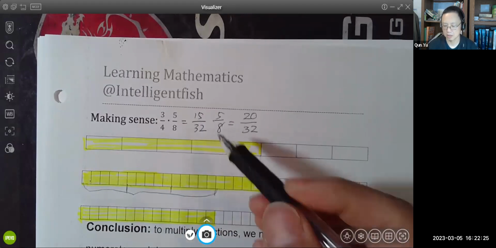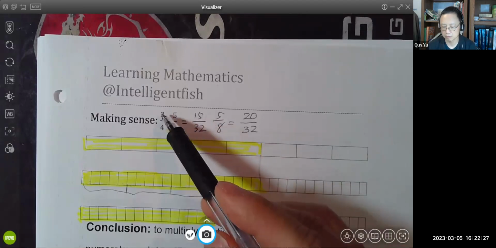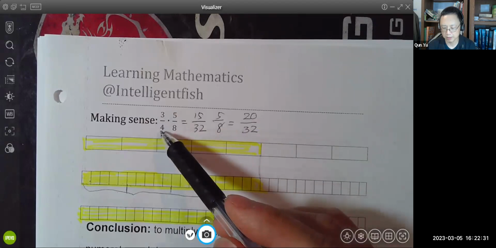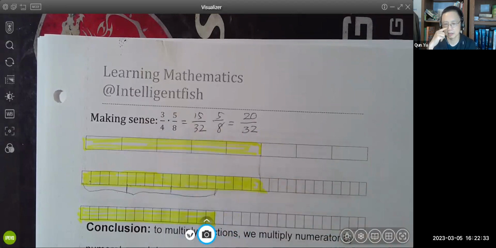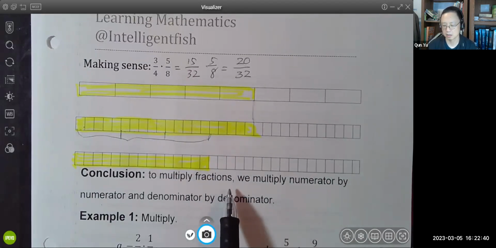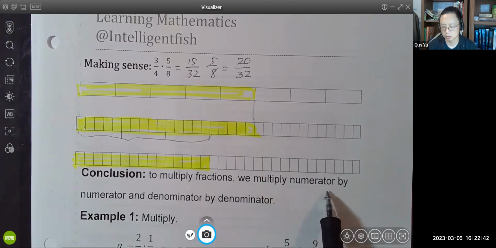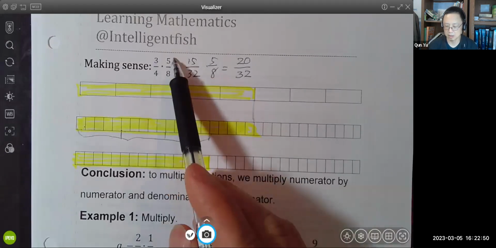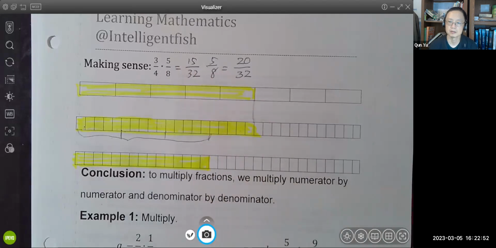Now, look at this. 15 is the result of multiplying numerators, and 32 is the result of multiplying denominators, just like that half times 2/3. So the conclusion is that to multiply two fractions, we just multiply numerators together and denominators together. Just multiply them horizontally. So that's very easy to do actually.